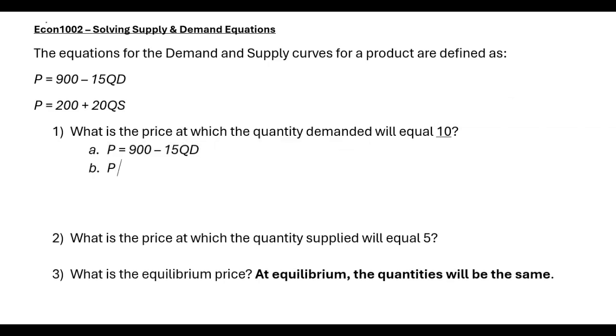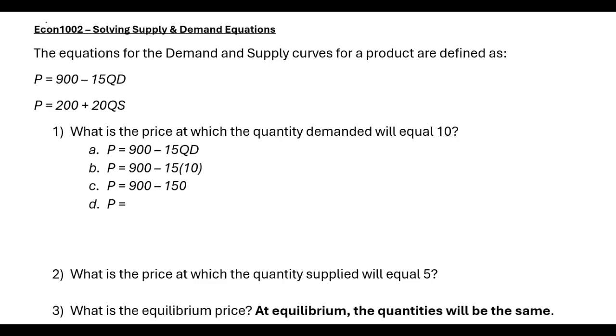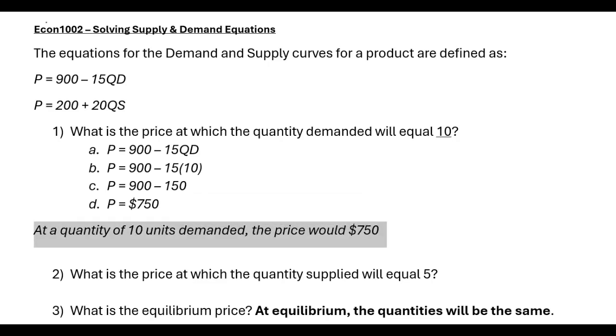So price is equal to $900 minus $15 for every unit demanded, and here we're demanding a quantity of 10 units, and I can solve this quite easily. So price is equal to 900 minus 15 times 10, which is 150. Price is equal to $750. Okay. So simple enough. At a quantity of 10 units demanded, the price would be $750. We always have to put our statements in our word problems.